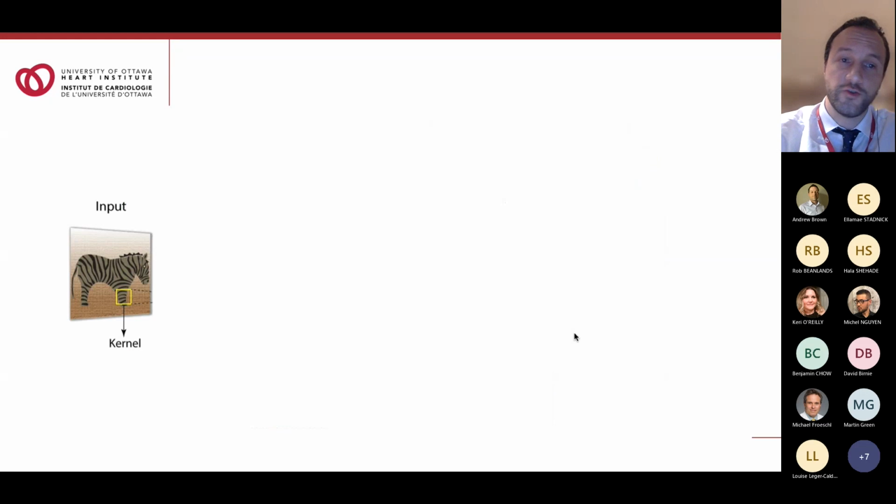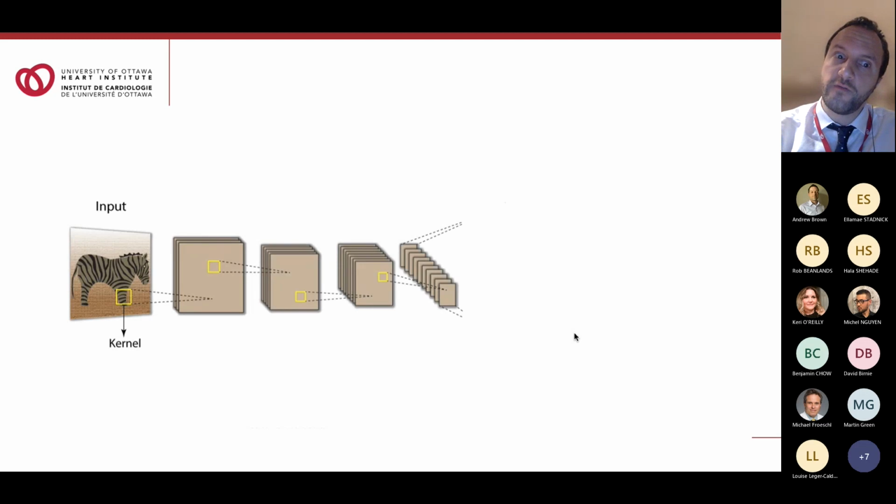Now, how does this help us to actually create a prediction? Well, let's take an example with an input image. We can apply convolutions onto this image with several different kernels. Then we apply convolutions on these convolutions, going deeper and deeper into the model. And these are called feature maps.